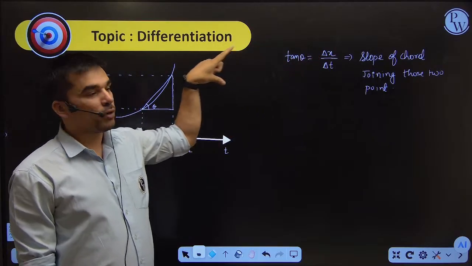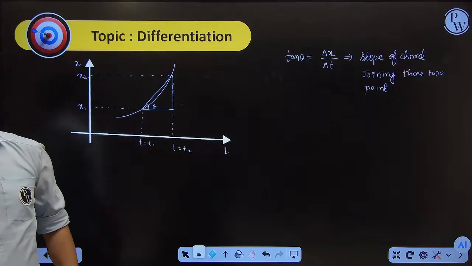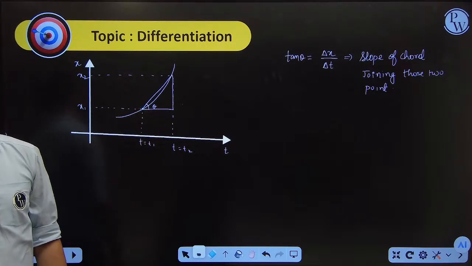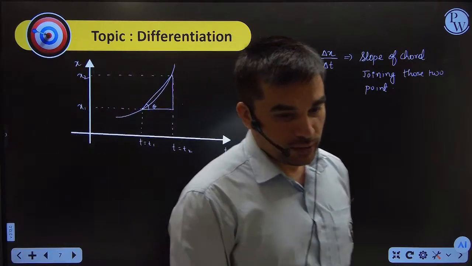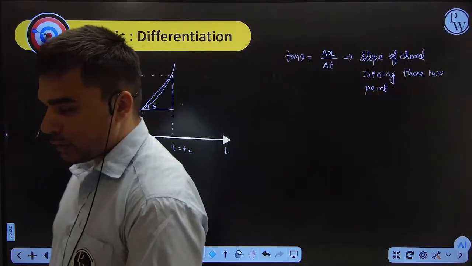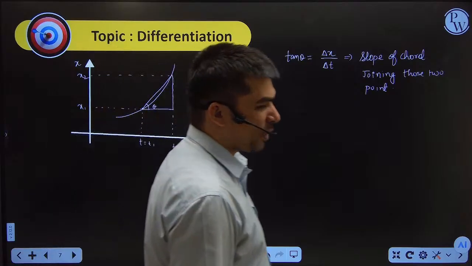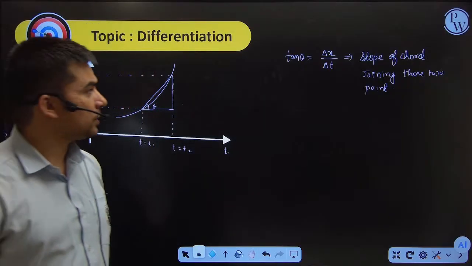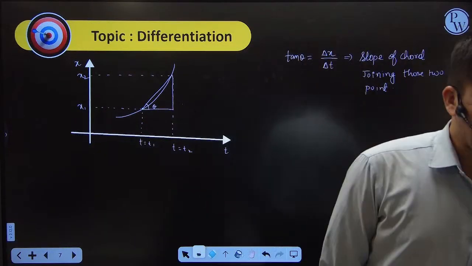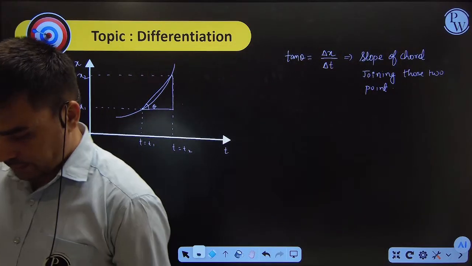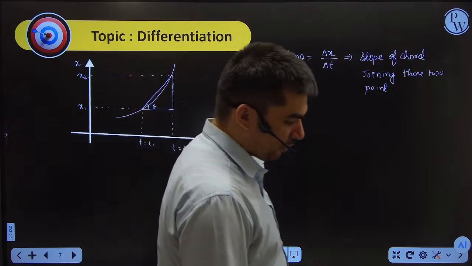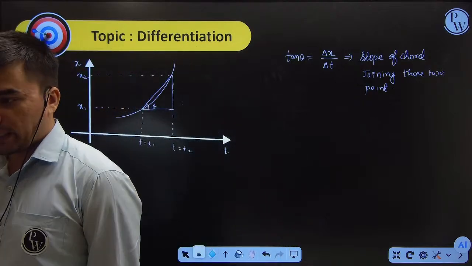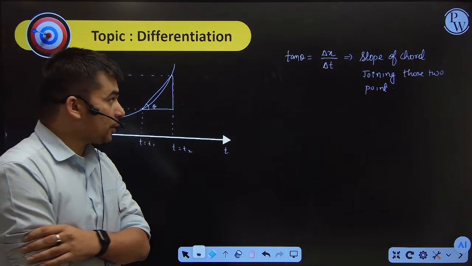So can I say the slope of the chord to the xt graph will give you the value of the average speed? We call this average speed because this change has happened in a finite duration of time, isn't it? So right on this point, the slope of the secant, secant or chord, same thing, the slope of the secant to the xt graph over a finite interval of time tells us the average speed of the particle.